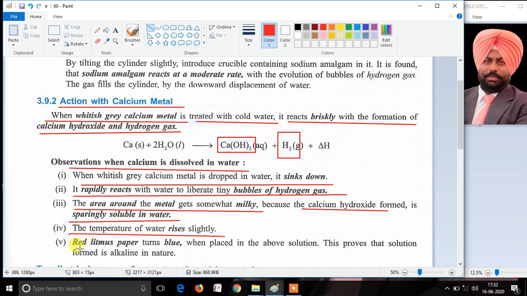And if we want to test this water, we can use red litmus paper. And when this red litmus paper comes in contact with the water in which the calcium metal was dropped, that red litmus paper turns into blue color. The turning of the red litmus paper into blue color shows that the water in which the calcium was dropped has become alkaline in nature.